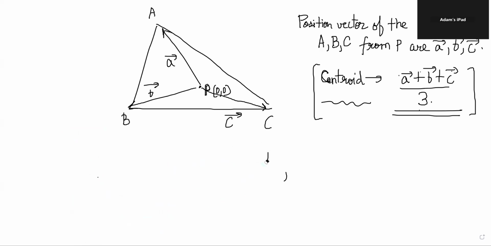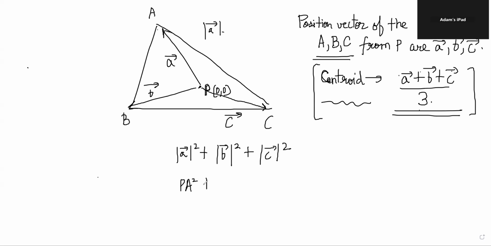So now what we need is something like PA square, PB square, PC square, right? PA is the distance from here to here, but that is the same as the mod of the vector. So PA square is mod of vector A square, and PB square is mod of vector B square, and PC square is mod of vector C square. What we need is to connect it to PG square, for our Leibniz theorem, right?